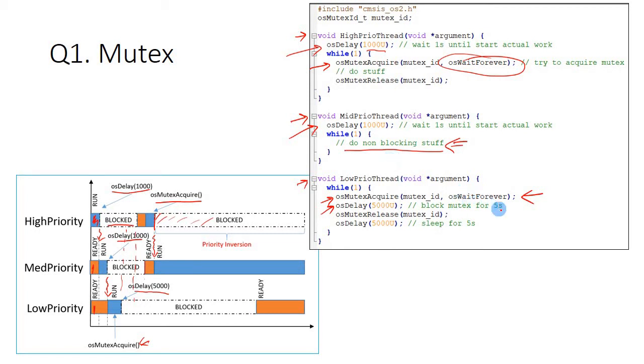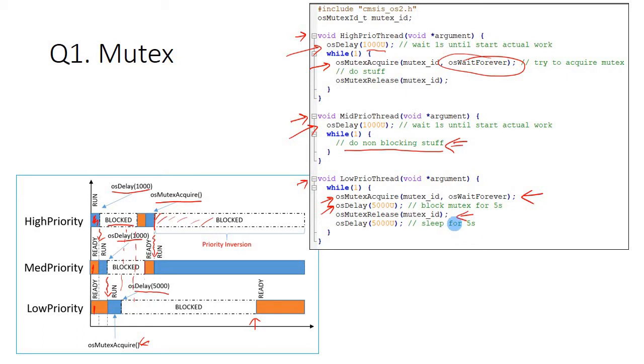And we know the low priority thread was blocked for 5 seconds. After 5 seconds, eventually it will come out of the block state, and when it comes out of the block state, it will go to a ready state. But since the medium priority thread is continuously running and is not giving up the CPU for any reason, there is no opportunity for the low priority thread to come and execute this. So this OS mutex release would never get a chance to run until the medium priority thread gives up the CPU. But that is not shown here.